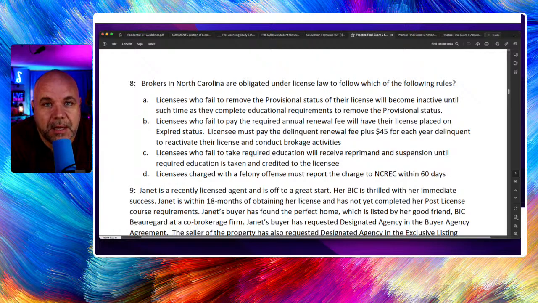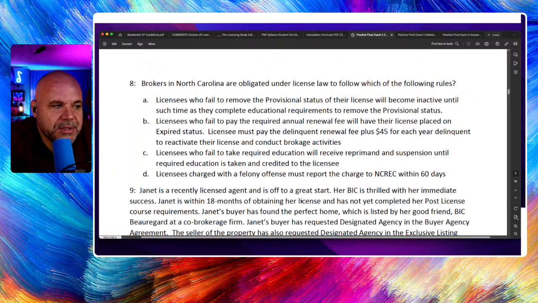It's not just an unlimited amount of years that you can be delinquent. If you're 2 or more years, then you're back to the drawing board. You're having to take a pre-licensing course and start from scratch. So that's not a good answer. Licensees who fail to take required education will receive a reprimand. No, they don't do reprimands and suspension for education. They put our licenses on inactive status, but that is not a disciplinary thing. It's not a reprimand suspension thing.